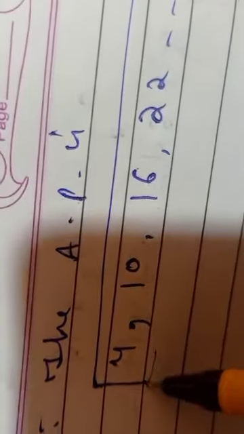Therefore, the AP is 4, 10, 16, 22, and so on. This is the answer of your question.